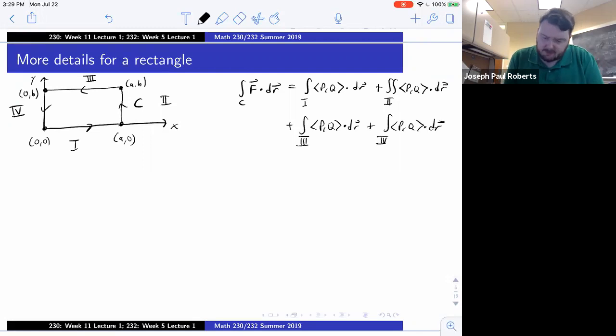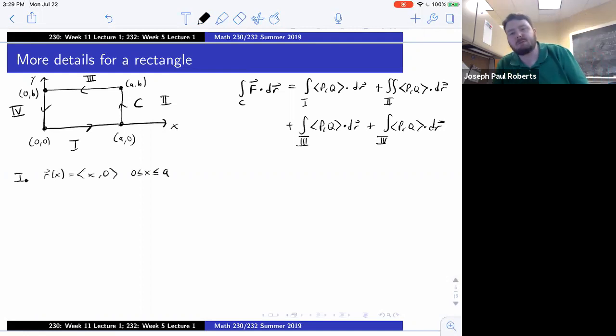Okay, so how am I going to get these going? Well, they're all line segments, so I just kind of go through like that. Piece one, R of t is t. And the other thing I'm going to do is parameterize this with parameter x. I'm going to call it R of x is x comma 0 for x between 0 and a.